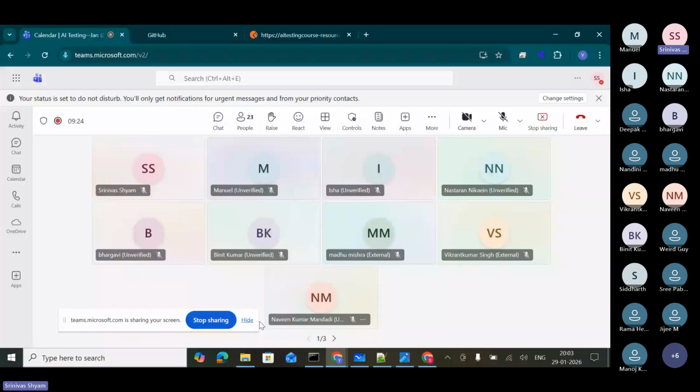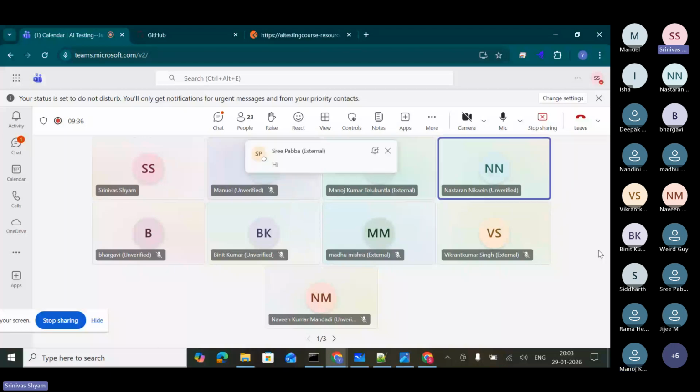Hello all, very good evening. Hi, Srinu. Good evening. Vishnu this side. So we'll wait for a minute more so that a few more are joining and then we will continue.